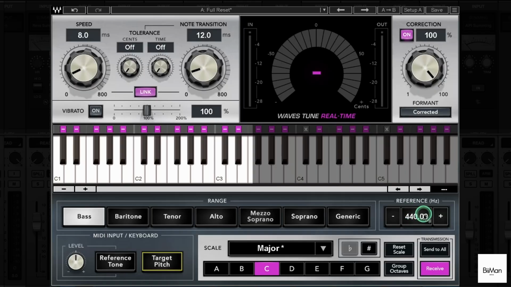So what the reference tone does is, it's basically for tuning. Let's say you're tuning your instrument, a guitar, and you need a reference tone.